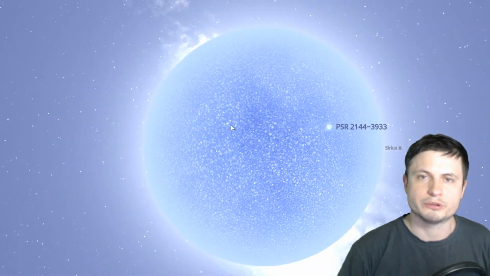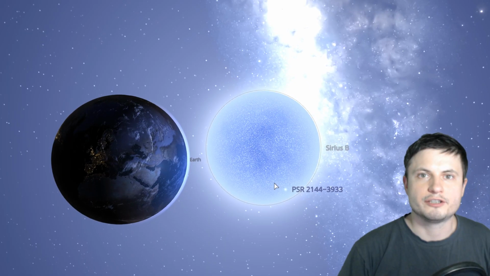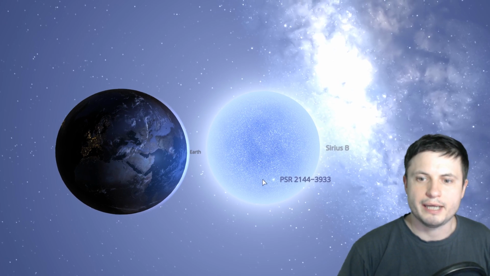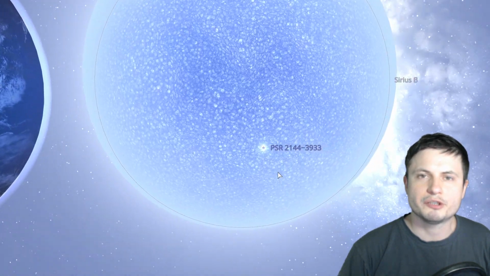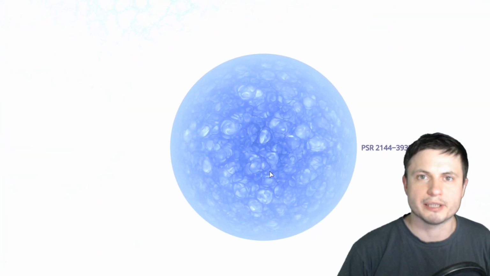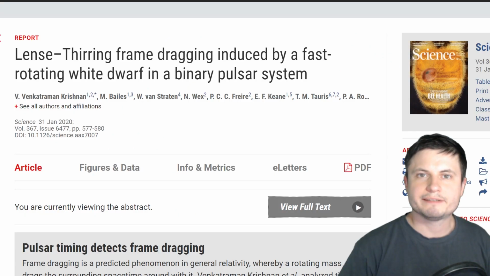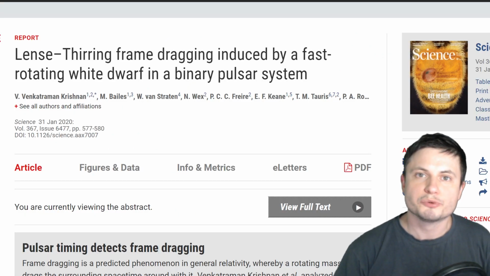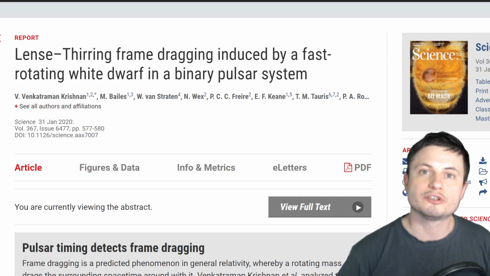So the size of this object, the white dwarf, is actually similar to our planet Earth. Here's what Earth looks like for comparison, and a typical pulsar is about 20 kilometers in diameter, so this is the size of a relatively large city. And the scientists behind this paper started to observe these two objects roughly around 20 years ago.